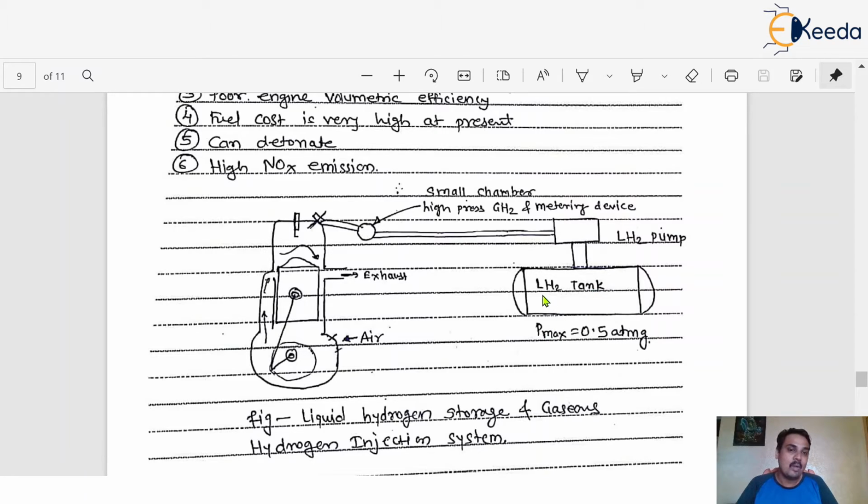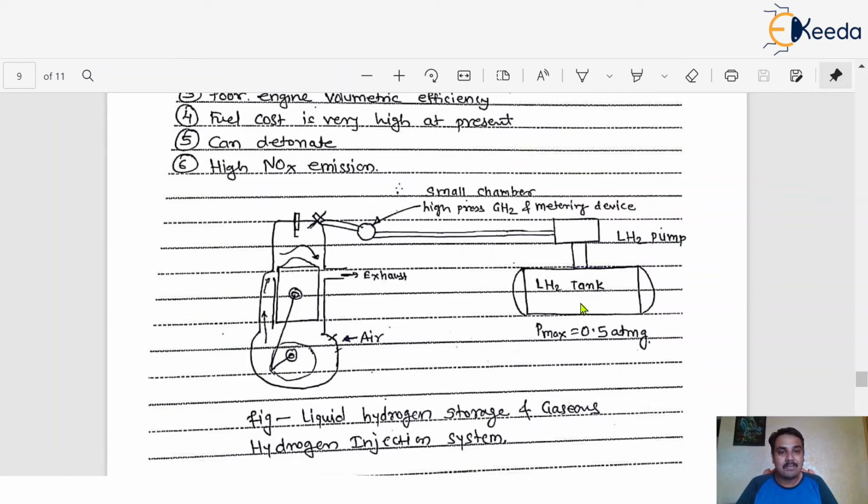Here we have the liquid hydrogen tank. This is nothing but the LH2 tank, where hydrogen in liquid form can be stored, and the maximum pressure is up to 0.5 of atmospheric. Again, there is the LH2 pump, the liquid hydrogen pump, which is used to pump the liquid hydrogen present in the tank, and from the LH2 pump it is supplied to this small chamber containing high pressure gaseous hydrogen and a metering device.